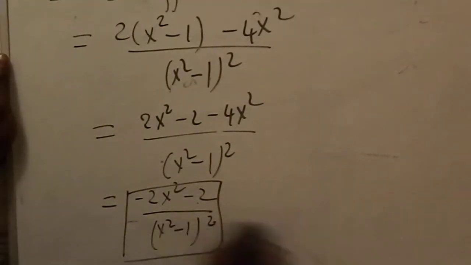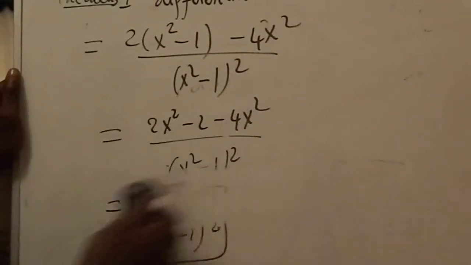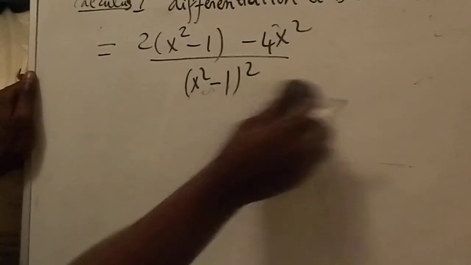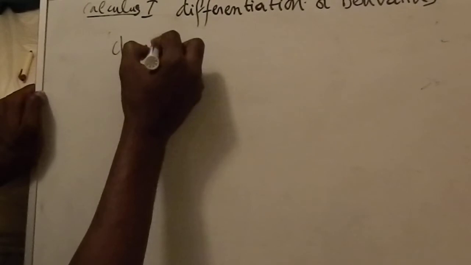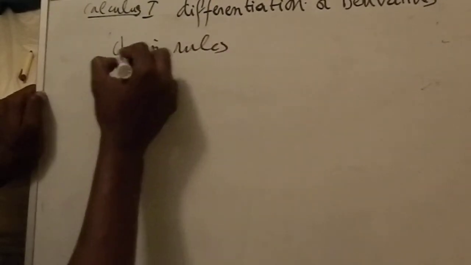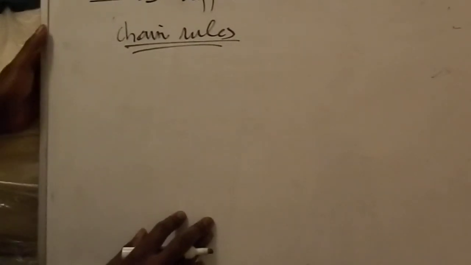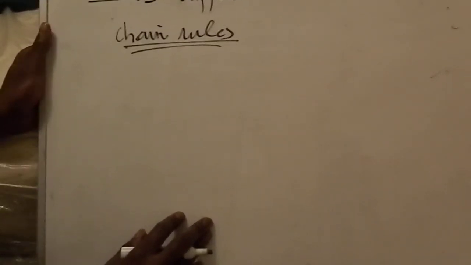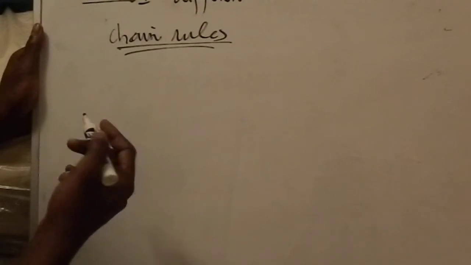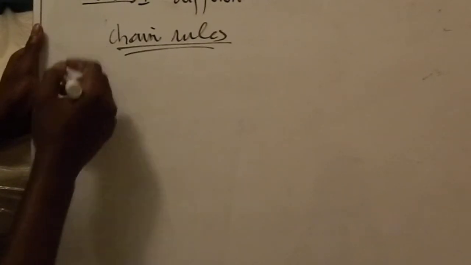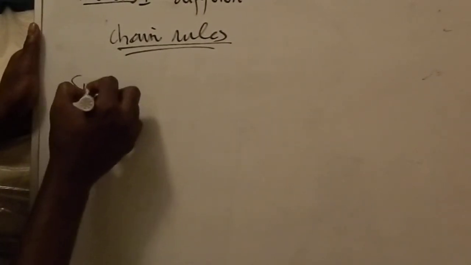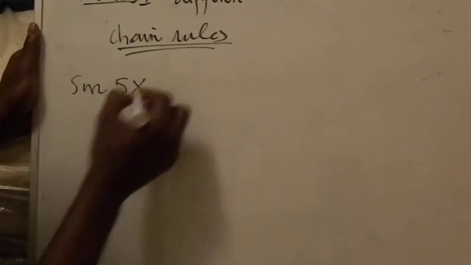Now, let's move to the next critical method of derivation in calculus, which is the chain rule. What does the chain rule say? I'm going to apply it with an example. When you have a function, for example, let me say I have sine 5x.